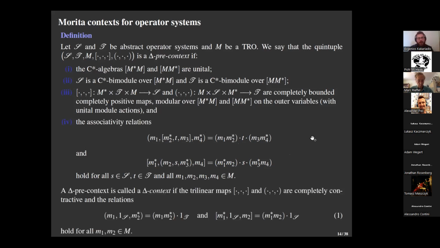And a pre-context would be a context if, in addition, whenever I plug in the unit in the trilinear maps, I get the module action of M1, M2 star on the unit. And these are things that happen when you have TRO equivalence, right? The trilinear maps there will be just the multiplication rules, and all these things hold there. Right.